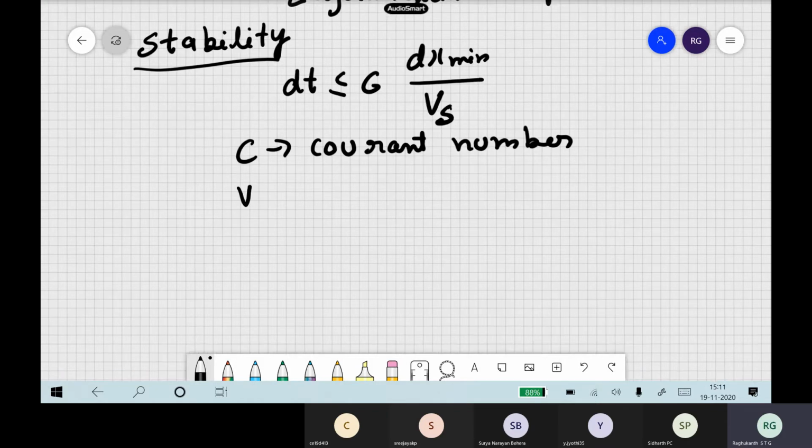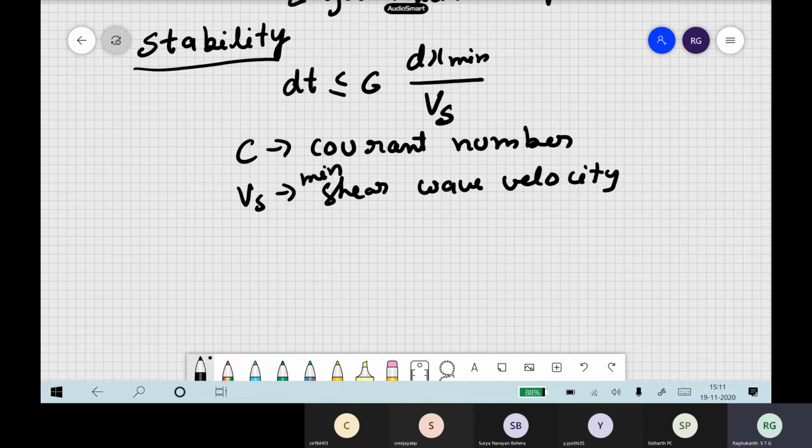And Vs, say, is the shear wave velocity, the lowest velocity, the minimum shear wave velocity in the medium. So this Vs is this one, and this is our Courant number. So dt, you followed, right, and dx means, say... So this is a formula widely used in practice.